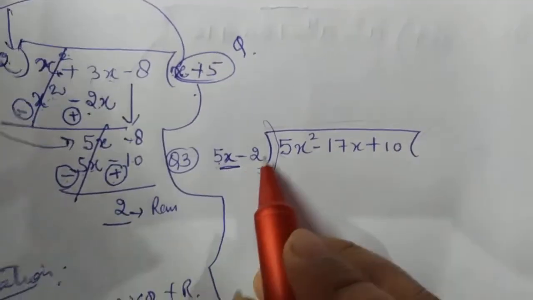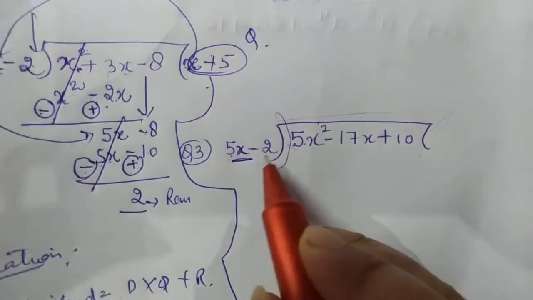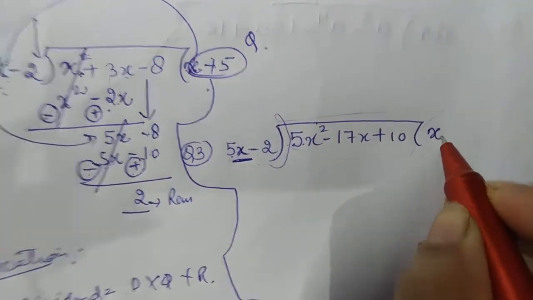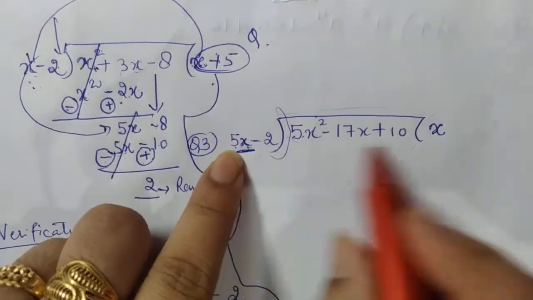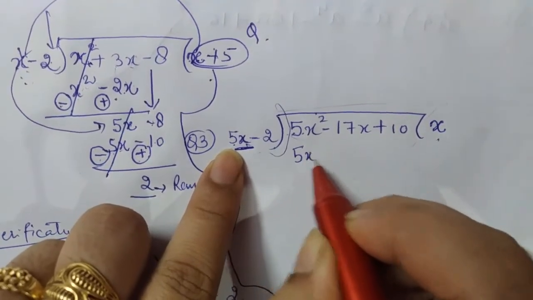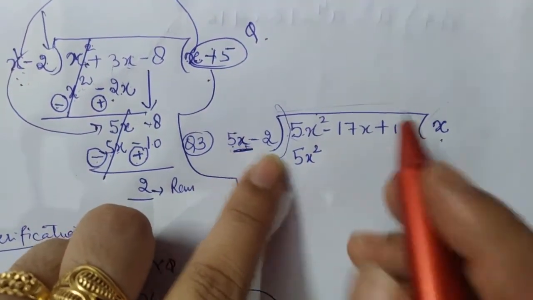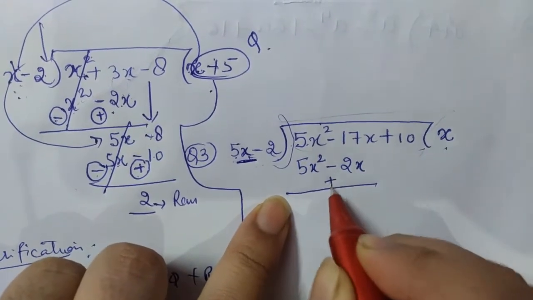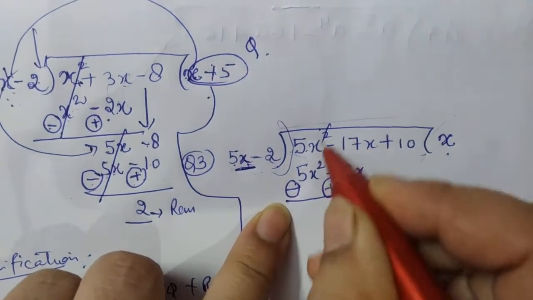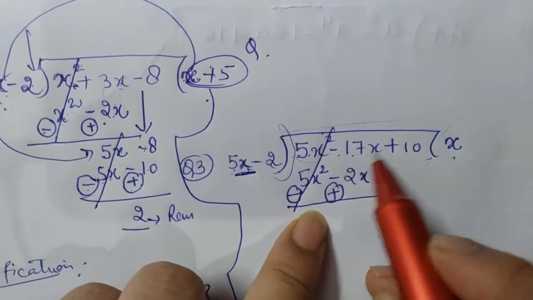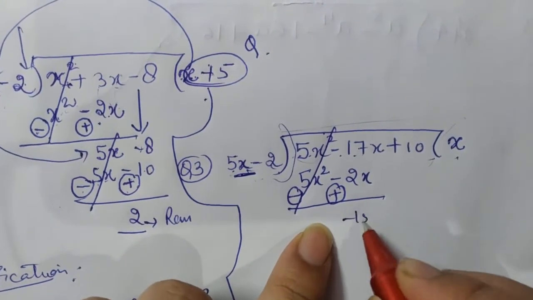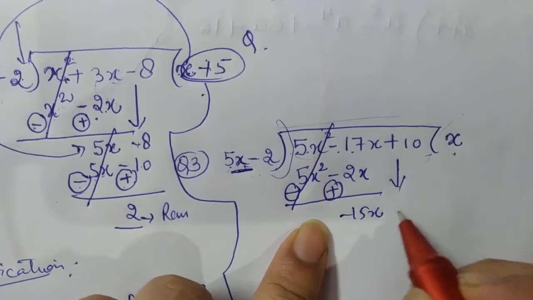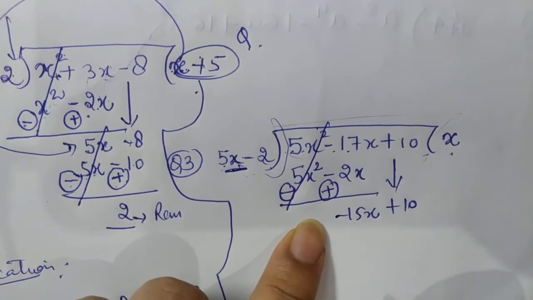From 5x, you have to go to 5x square. That means you have to multiply with only x. So my first selected number will be x. So 5x into x, 5x square, minus 2 into x, minus 2x. Let's perform the subtraction. So for that, change the signs. This is cancelled, and minus 17x plus 2x will give you minus 15x. Still you have a term to call down, so please bring it down, which is plus 10.